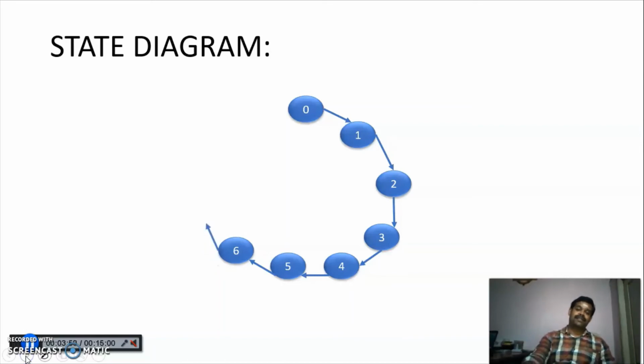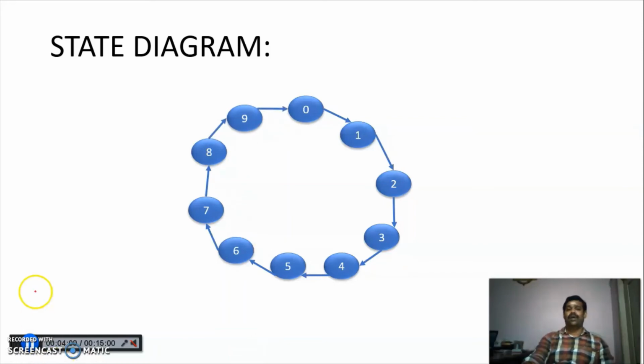If 6 is a present state, then next state is 7. If 7 is a present state, the next state is 8. If 8 is a present state, then next state is 9. If 9 is a present state, next state is 0. So this is a state diagram of mod 10 counter.